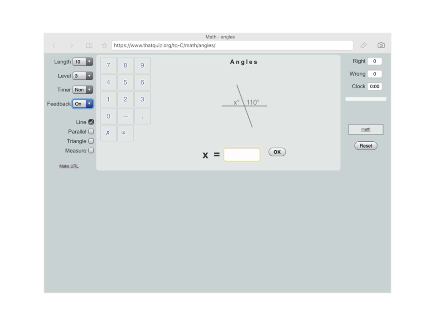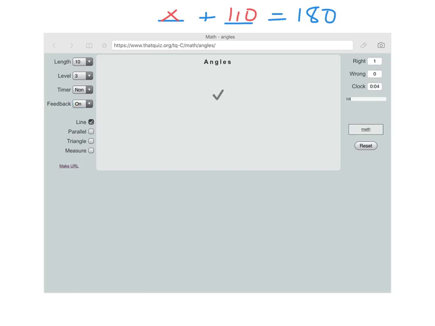Our first problem here, we have x and 110. 2 angles next to each other on a straight line are called supplementary angles. So we'd have an angle plus another angle equals 180. So in here we have x plus 110 equals 180, and that's going to be 70. So we type in 70, and watch what happens with the feedback. See how I get the check mark? That means I got it right. So the feedback on is a really good feature.